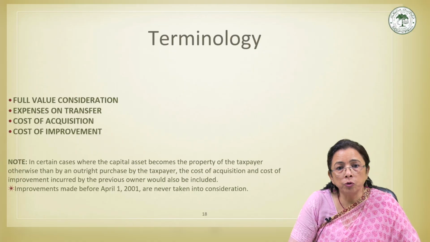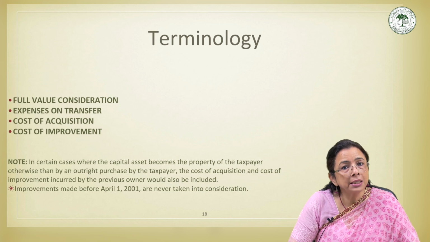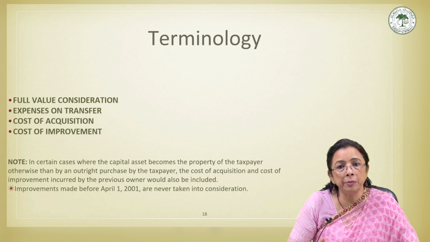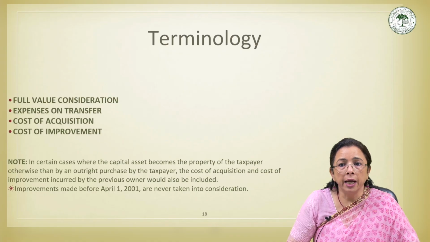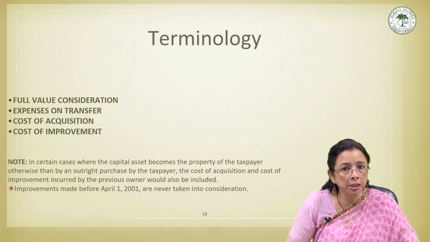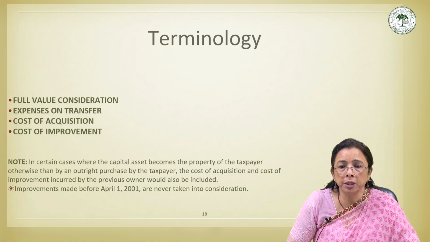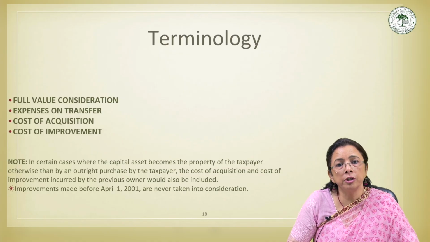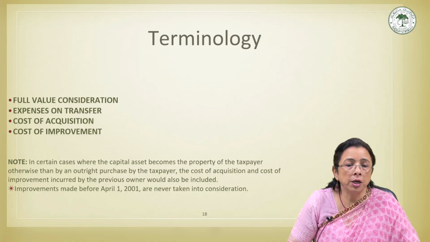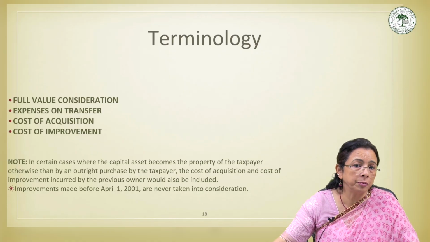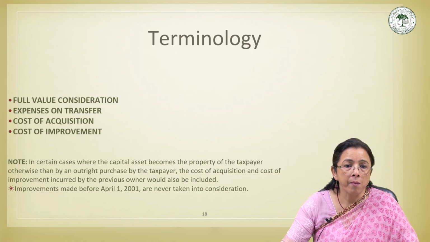For example, suppose Mr. B sells a piece of land and he pays rupees 1 lakh as brokerage to the broker, and 50,000 as legal fees for all the legal issues to be compiled, then the total of rupees 1,50,000 will be deducted from the expenses of transfer, because this is an additional expenditure that he bears.